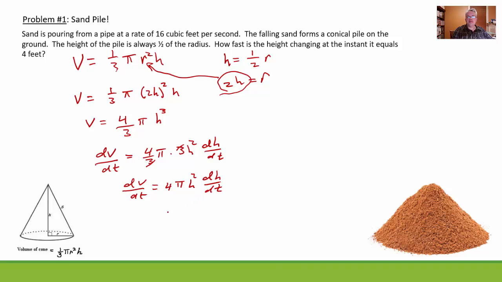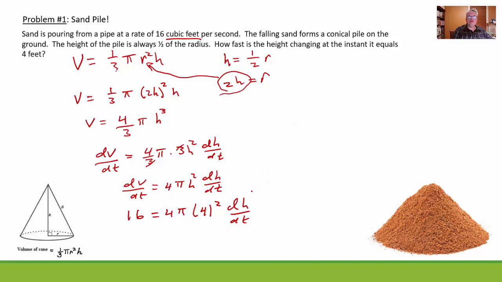Okay, now it's time to plug in things we have. Sand is falling at 16 cubic feet per second. That's how much the volume of the pile is changing. Cubic feet is a unit of volume, so this is 16. Equals 4 pi, and we want to know how fast the height is changing when it's 4 feet high. So this would be 4 squared dh/dt.